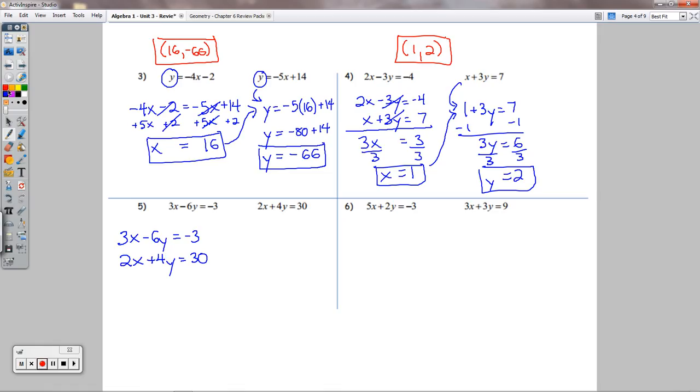So if I multiply this equation by 2 and then the bottom one by 3, this would make that negative 12y and make this positive 12y. It would get things to cancel out there. So if I change both of these equations, multiply everything by 2, that leaves me with this. Multiply everything by 3 here, that leaves me with this.